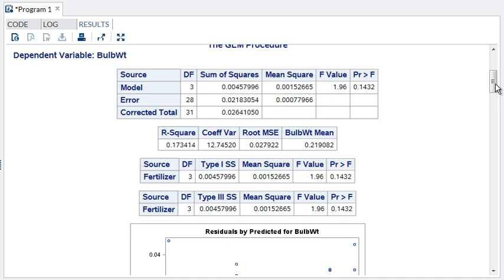When you have one predictor variable in an ANOVA model, the breakdown of the variable in this table is the same as the model line in the overall ANOVA table. Because you have a balanced design, the information for type 1 and type 3 sums of squares is the same. All in all, the PROC GLM output supports your conclusion that there's not a statistically significant difference between the mean bulb weights for the 4 fertilizers.